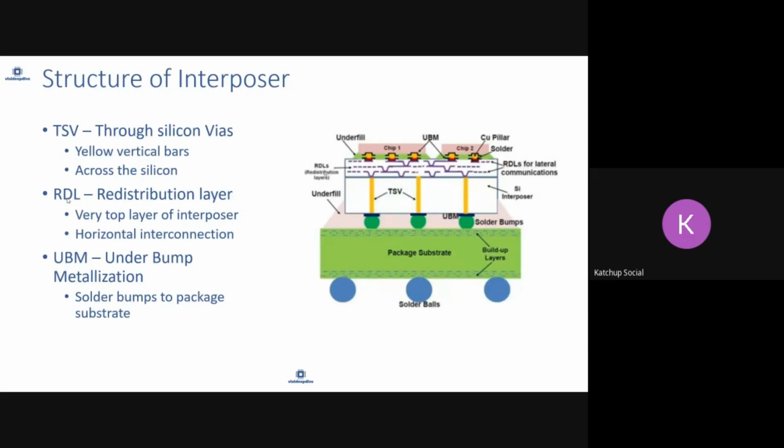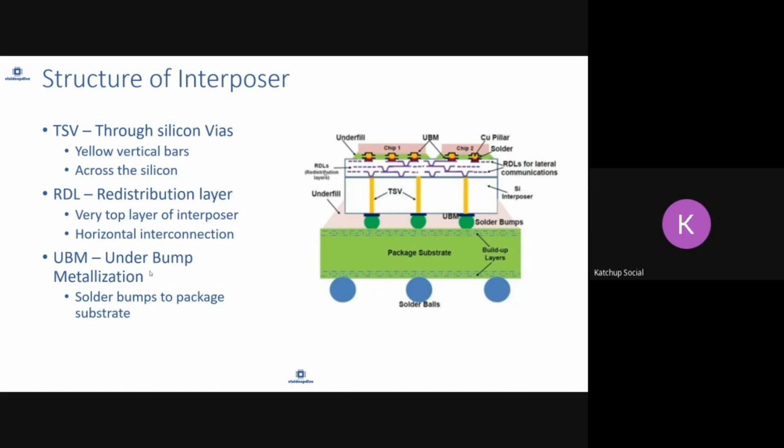Then there is something known as the RDL, redistribution layer. This is the very top layer of the interposer. It is used for horizontal connection, so this is for lateral communication, while the through silicon vias are used for connecting to the outside.